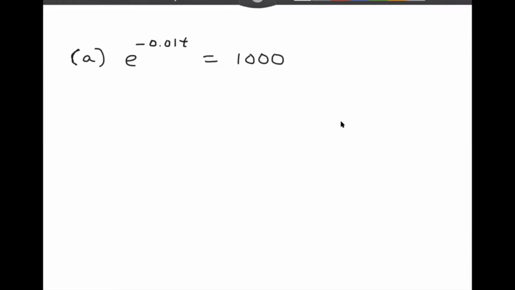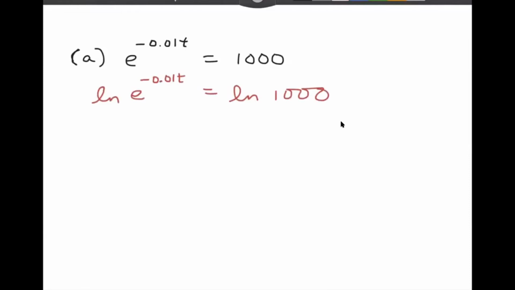So basically, and you may remember this from pre-calc, whenever the variable that you're trying to solve for is in an exponent, you should apply a logarithm to both sides. So we will apply natural logarithm to both sides. That's going to give us natural log e to the negative 0.01t equals natural log 1,000.